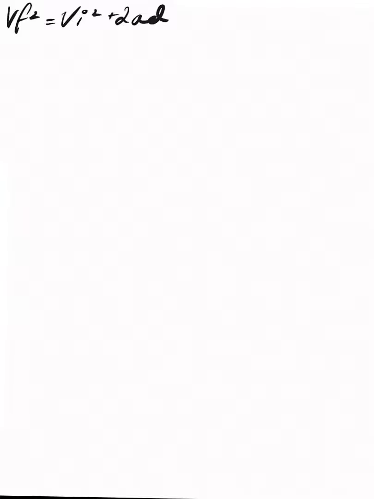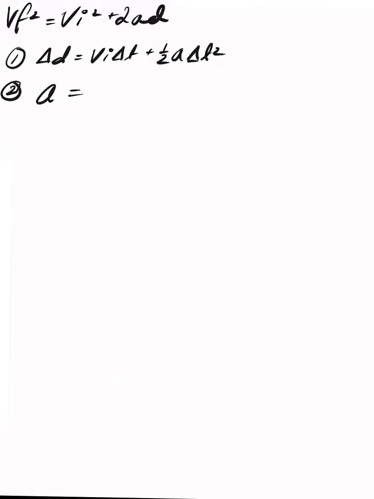This one's a doozy: Vf squared equals Vi squared plus 2AD. To solve this one, we'll need two equations. The first equation is an earlier one: delta d equals V initial times time interval plus 1/2 A time interval squared. The second equation we need is our acceleration formula, where A is delta V over delta t.